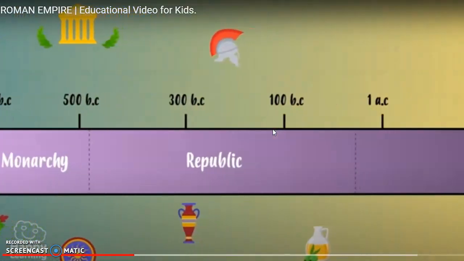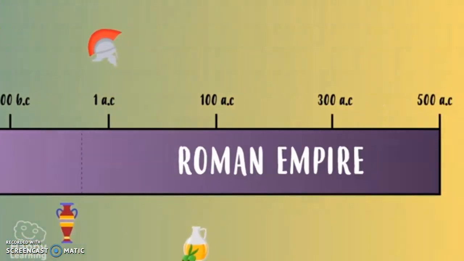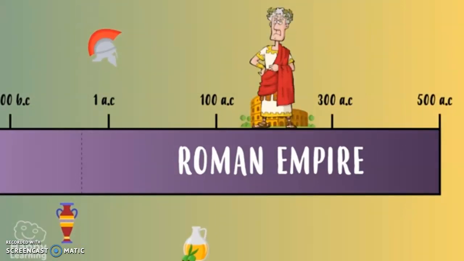The Republic of Rome lasted several centuries until about 2,000 years ago, when what we know as the Roman Empire began. In an empire, all power is in the hands of an emperor, who is like the king of kings.